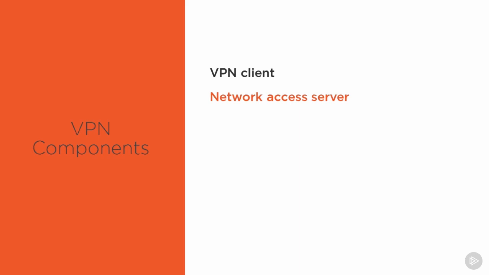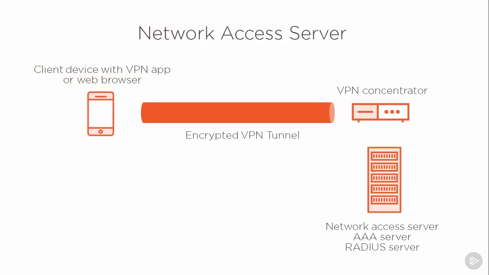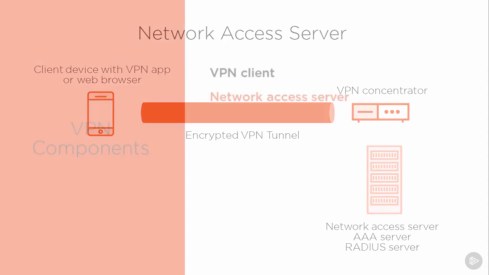Another component is the network access server. This is sometimes called a RADIUS server. The idea is we don't want the VPN device doing authentication when VPN clients attempt to connect to the VPN. Instead, we want the VPN device to forward authentication requests to a server elsewhere. And that's where the network access server or RADIUS server component comes in.